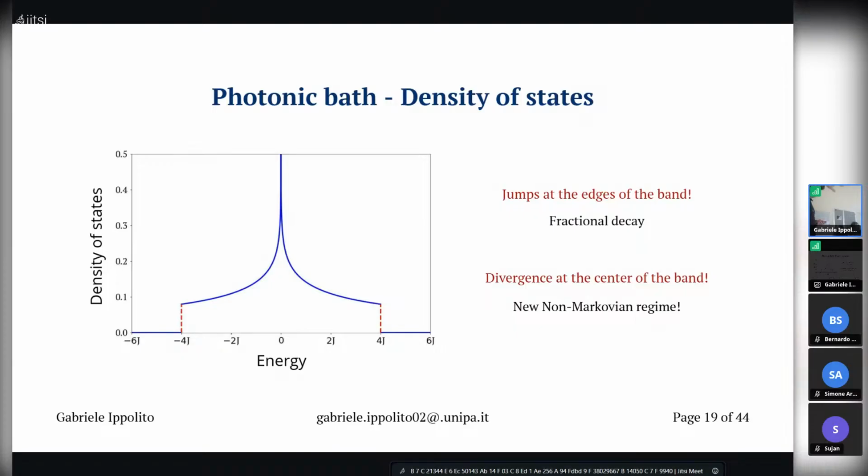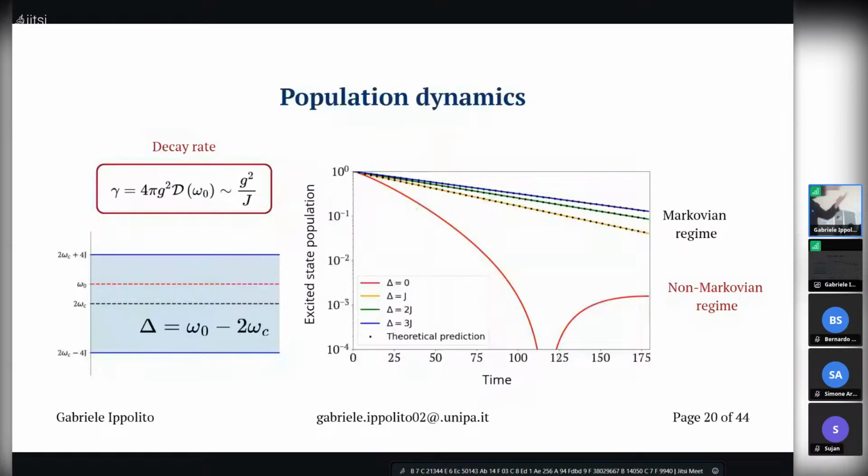Divergences of this kind are typical of higher dimensional systems, right? For example, two-dimensional or three-dimensional systems, but never one-dimensional ones. And for what concerns the excited state populations as a function of time, we see that if the atomic frequency is tuned within the band, and we are sufficiently far from the center of the band, we observe a Markovian regime. This plot is in semi-logarithmic scale, so we observe an exponential decay of the atomic population.